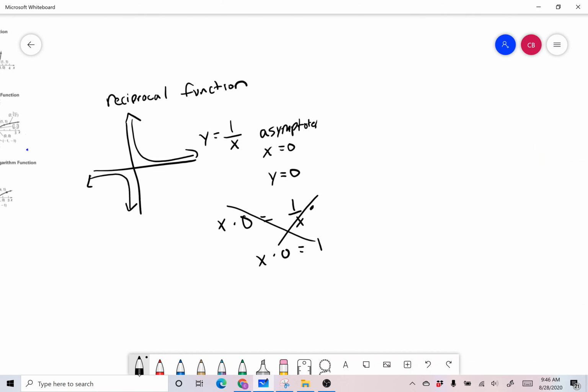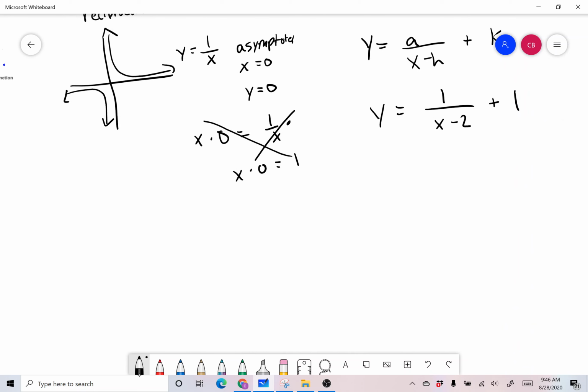So for instance, if I give you y is equal to a over x minus h plus k, the formula for this should be a over x minus h plus k. Okay, so let's look at this. If I give you y is equal to 1 over x minus 2 plus 1, what's going to happen is this asymptote for x is going to actually change to x is equal to 2, and the asymptote for the other one is going to be y is equal to 1.